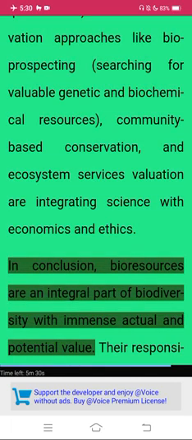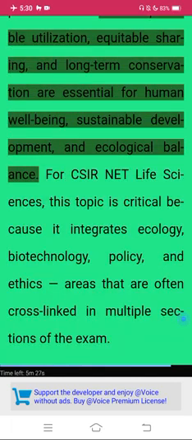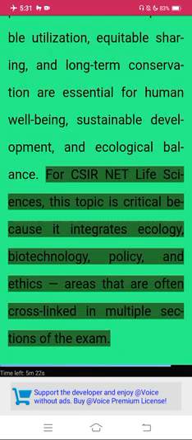In conclusion, bioresources are an integral part of biodiversity with immense actual and potential value. Their responsible utilization, equitable sharing, and long-term conservation are essential for human well-being, sustainable development, and ecological balance. For CSIR NET Life Sciences, this topic is critical because it integrates ecology, biotechnology, policy, and ethics, areas that are often cross-linked in multiple sections of the exam.